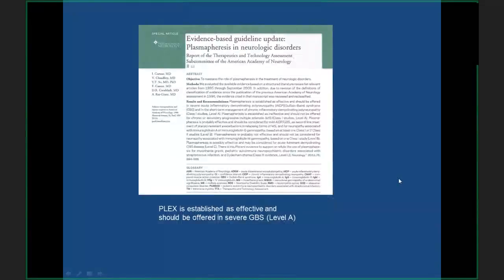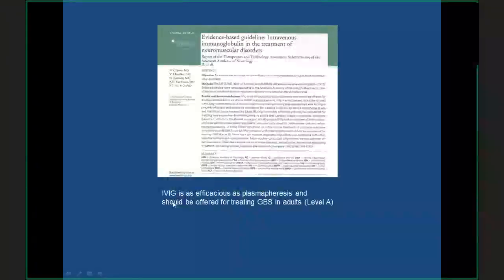The current guideline from the American Academy of Neurology shows that plasma exchange is established as effective and should be offered to severe GBS patients. Same thing, IVIG is effective and should be offered to treat GBS in adults, but there is probably not much evidence for pediatric patients.